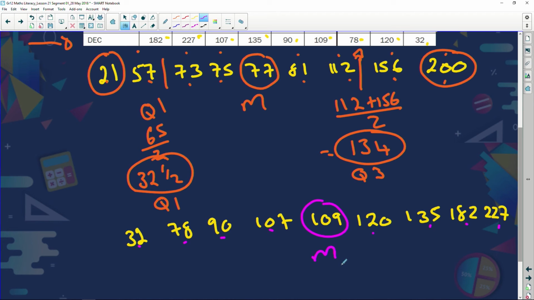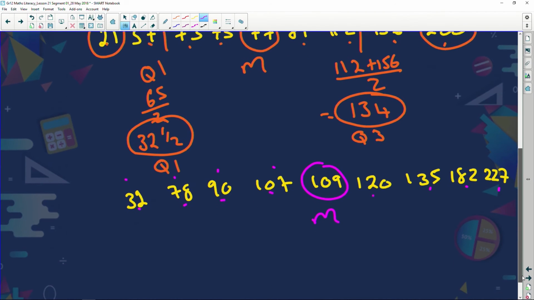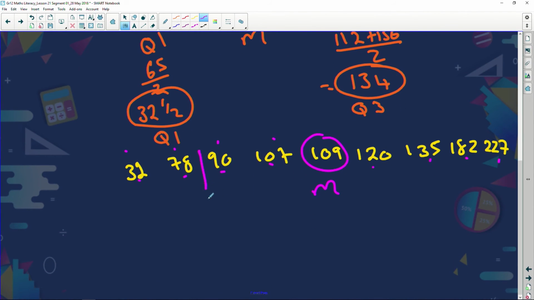Right, finding quartile 1. 1 on this side, 1 on that side, 1 on this side, 1 on that side. Aha! Now we know my quartile 1 must be in between there. And how do we do that? We say 78 plus 90, and then we divide that by 2, and we land up with an answer of 84. So 84 is my quartile 1.